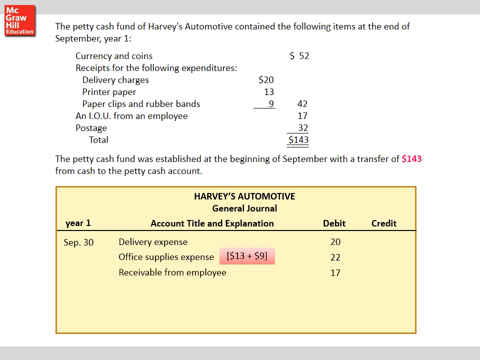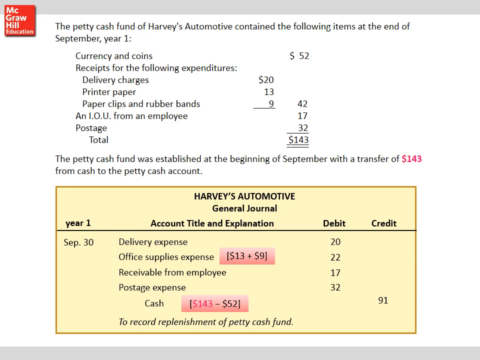Let's debit receivable from employee 17, and let's debit postage expense for $32. And we'll credit cash for 91. The total 143 that should be in there minus the 52 that are still there. We only need $91 then to replenish petty cash.